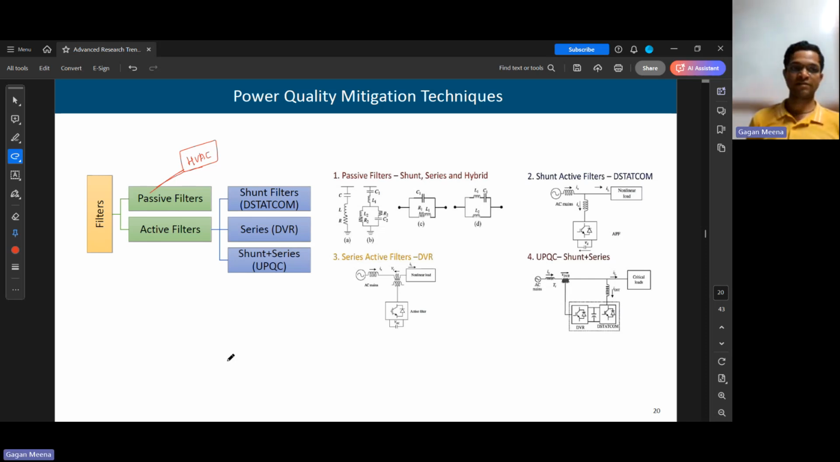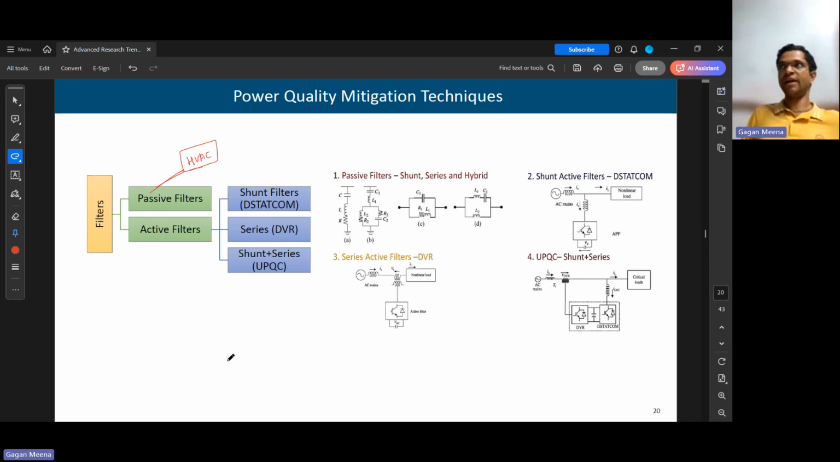Because in passive filters we can have two types. One is fixed, one is switched. The fixed one is only for a particular value, and the switched one provides a range of fixed capacitances or fixed inductors. So that can work for a range of voltage values, but beyond that it will not be able to work. And that's why if there is overcompensation, that will also result in a problem.